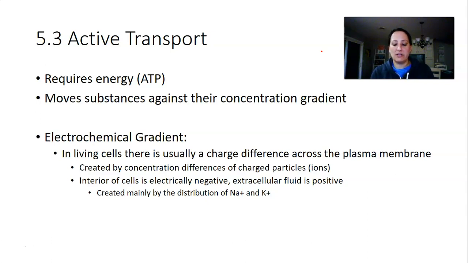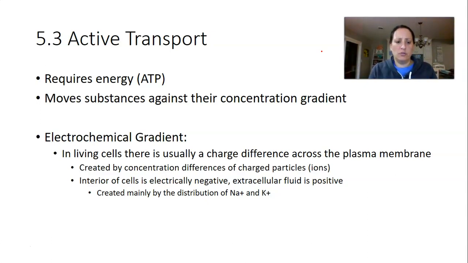So this is how cells will move substances from where they're at a low concentration to where they're at a high concentration. So literally pumping molecules from one side of the membrane against their concentration gradient. We're going to need energy to do this. Okay? I want to introduce you to a term called electrochemical gradient.